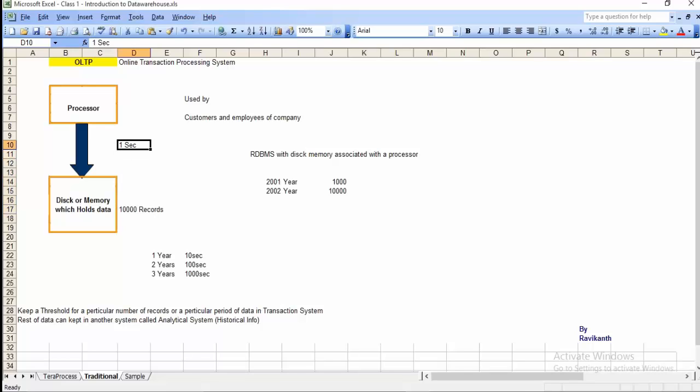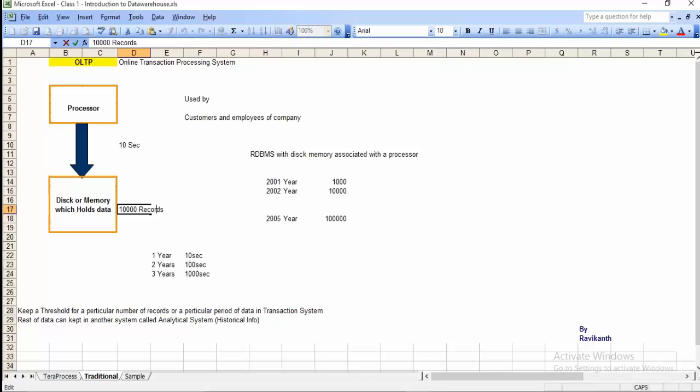Whenever the traffic increases, your transaction time also increases, right? So let's assume the transaction time increased to 10 seconds. That means when any customer performs a transaction in the system, it takes 10 seconds per transaction. In the same way, by probably 2005, your customers increased enormously, to something like 1 lakh, or 10 lakh.